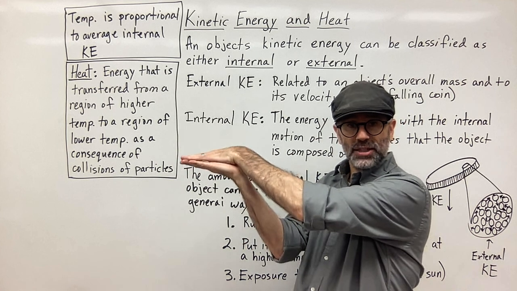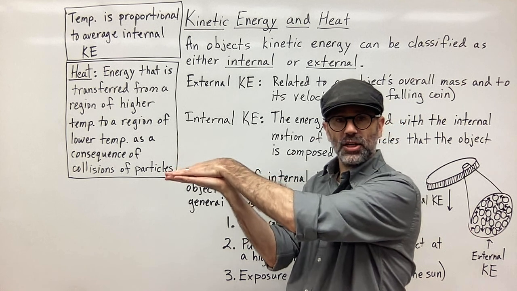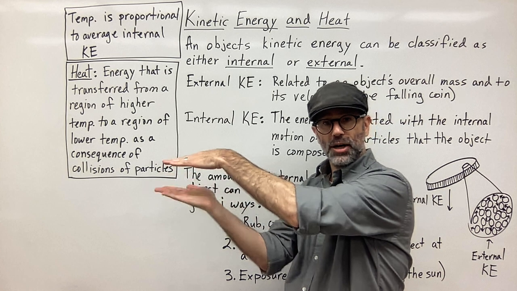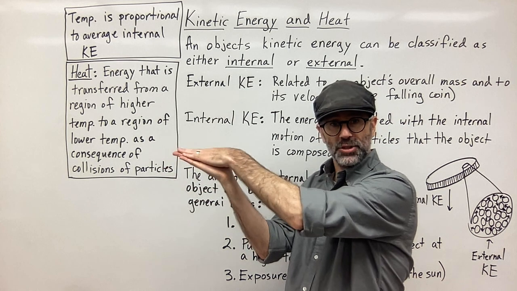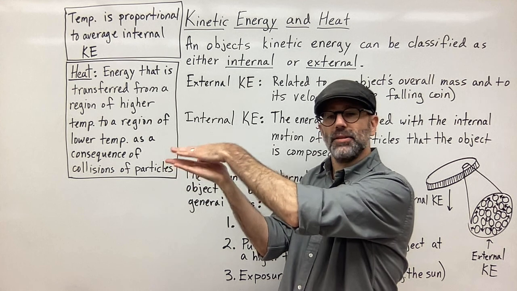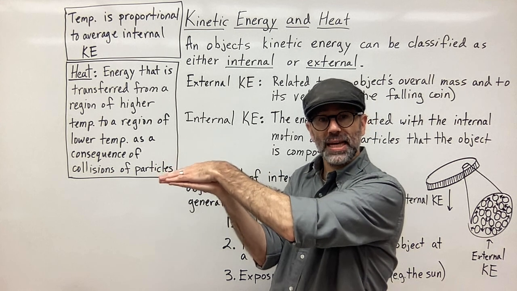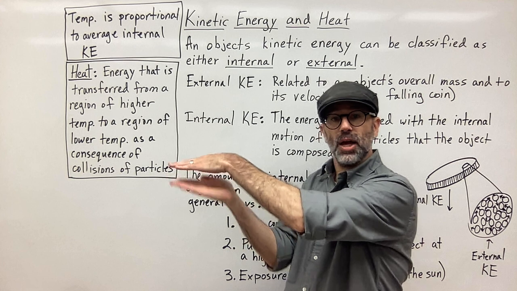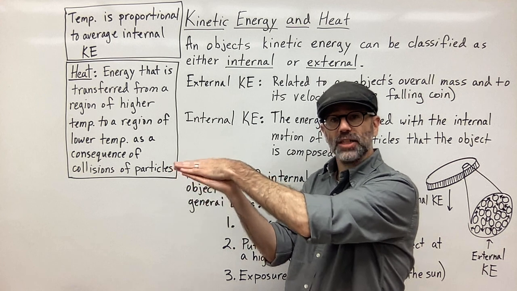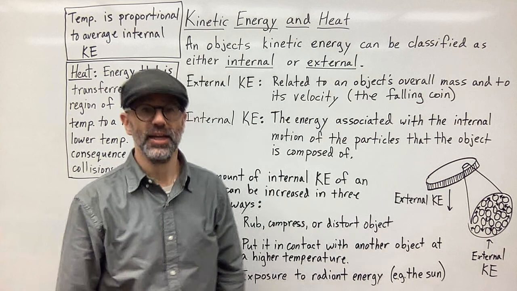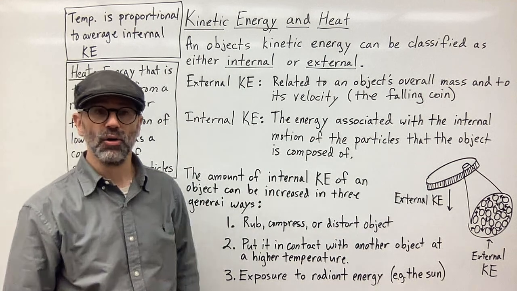So the particles at the surfaces are in contact with each other. So the transfer of energy from the hotter object to the colder object, that energy that's being transferred, we refer to as heat. So heat is being transferred from the hot object to the cold object. And so I'll draw a picture of that in just a moment. So just stay tuned.